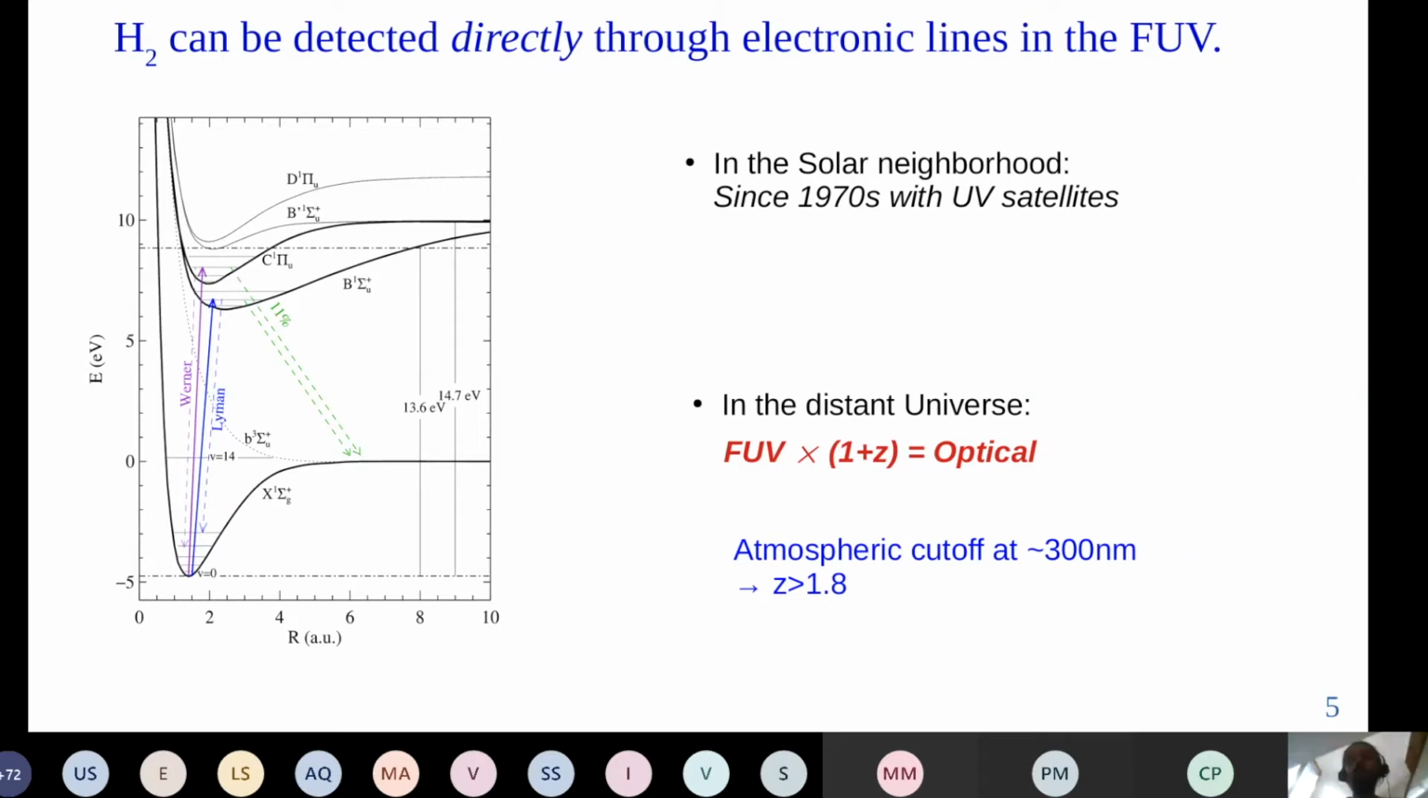So I just put here limits for the atmospheric cutoff at around 300 nanometers. And this implies that we can observe H2 only from redshift above 1.8. So it's quite fun that we can observe more easily H2 at higher redshift than at low redshift.